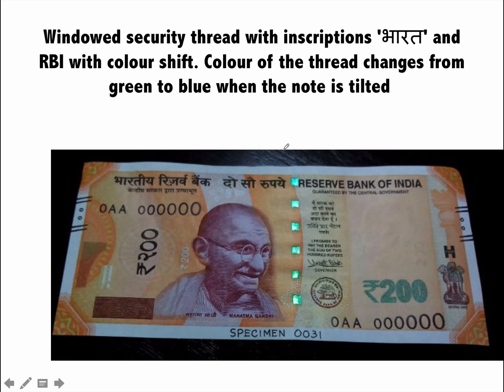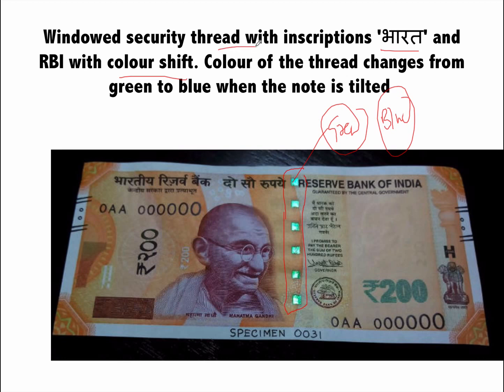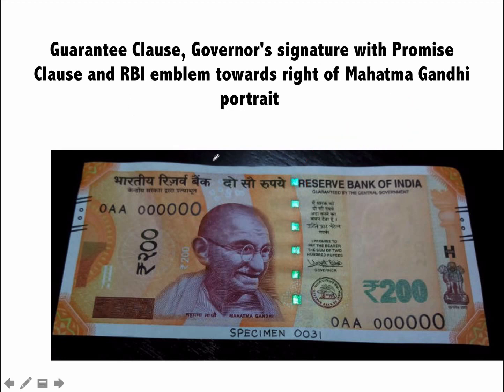Besides, there is a windowed security thread with inscriptions Bharat and Reserve Bank of India with color shift. This is what you call a windowed security thread. And you can see here it is green in color, but if you tilt the note, it will become blue in color. So this is also a security feature. And what is written in the windowed security thread? Bharat and RBI.